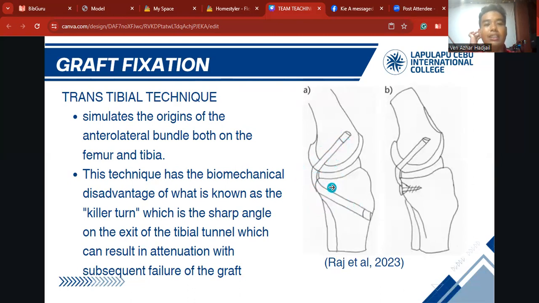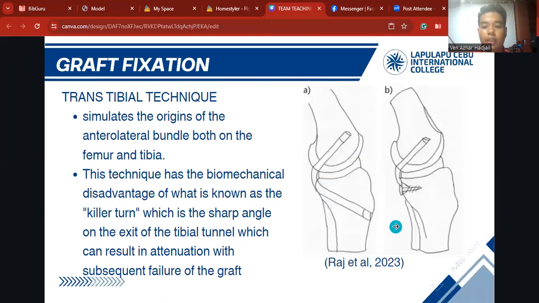This technique has a biomechanical disadvantage, which is known as the killer turn, which is the sharp angle on the exit of the tibial tunnel, which can result in attenuation with the subsequent failure of graft. As you can see here, if ever the knee bends, this can be impinged. It has a probability to be impinged here.